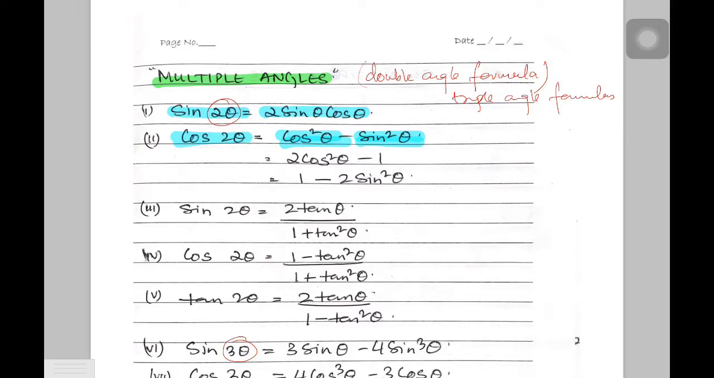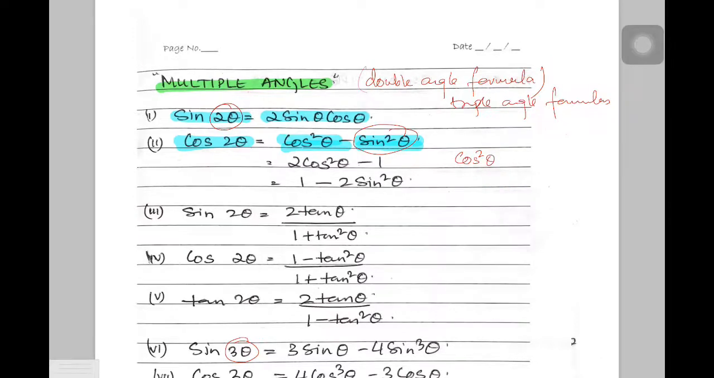If you replace sine square theta by 1 minus cos square theta, check it out, then you will get cos square theta minus 1 plus cos square theta, and that will give you 2 cos square theta minus 1. So this is the formula. Just simplifying the upper one, I get the lower formula, correct? And similarly, if you simplify with sine square theta, then you will also get the lower one.